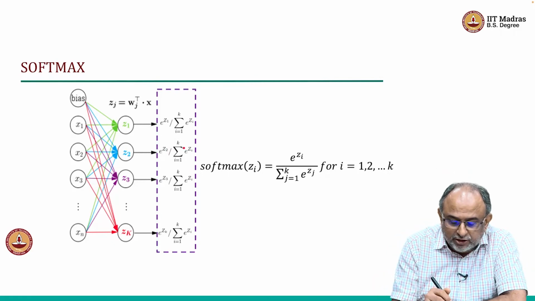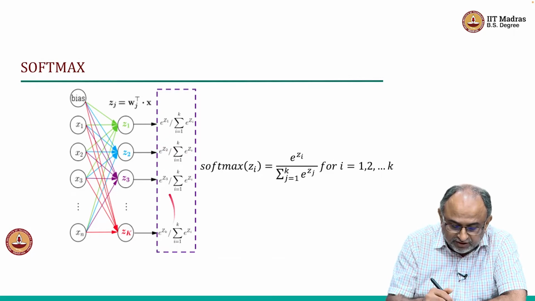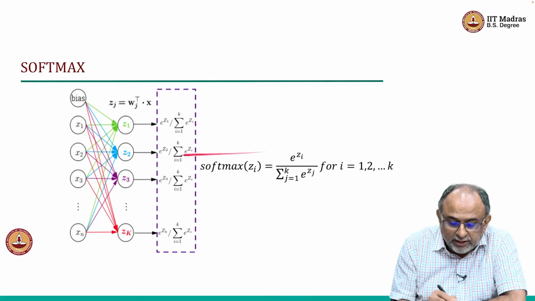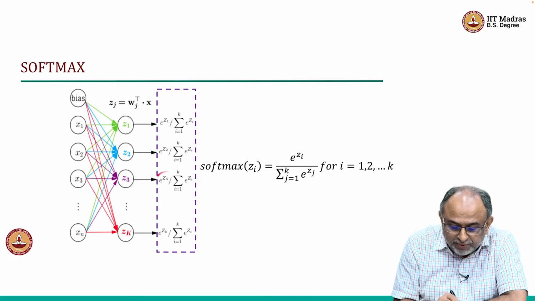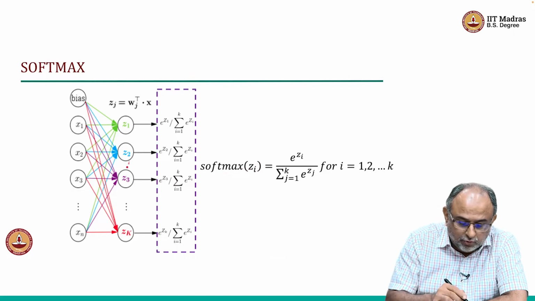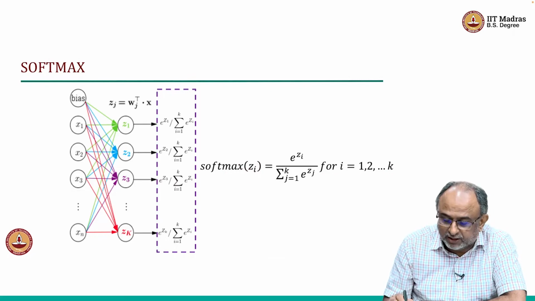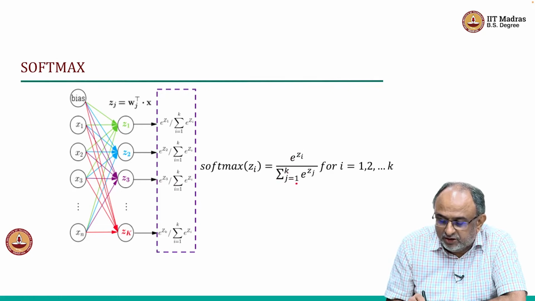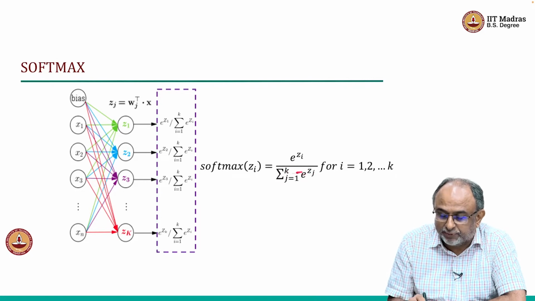Similarly, e to the power of z2 will be divided by the sum of all of these. E to the power of zk is also divided by the sum of all of these. So for any softmax output for one particular zi, with i going from 1 up to capital K, it is e raised to the power of zi divided by the addition of all of these e to the power of zk, for k up to capital K.